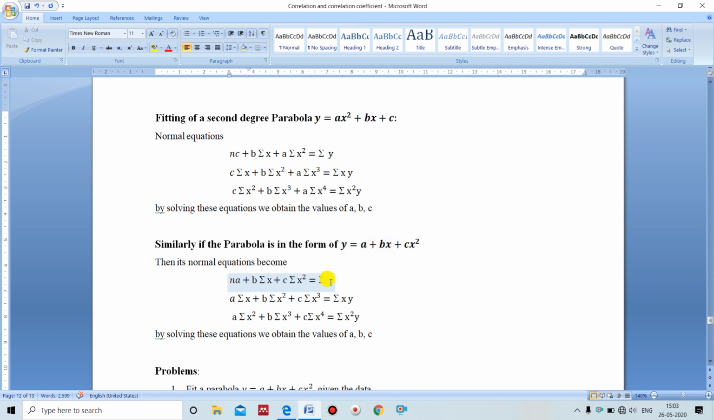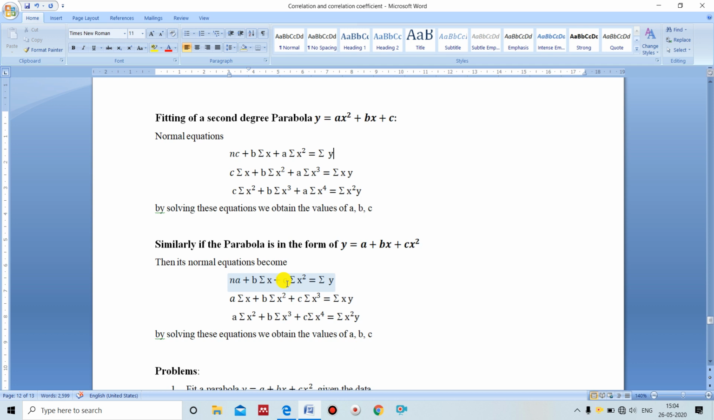To write the second normal equation, multiply by x: we get summation of xy equal to a into summation of x plus b into summation of x square plus c into summation of x cube. Multiplying by x again, we get summation of x square y equal to a into summation of x square plus b into summation of x cube plus c into summation of x raised to 4. On solving these equations, we obtain the values a, b, c, then put them here, and that is the best fit curve among the given data. So this is the procedure.